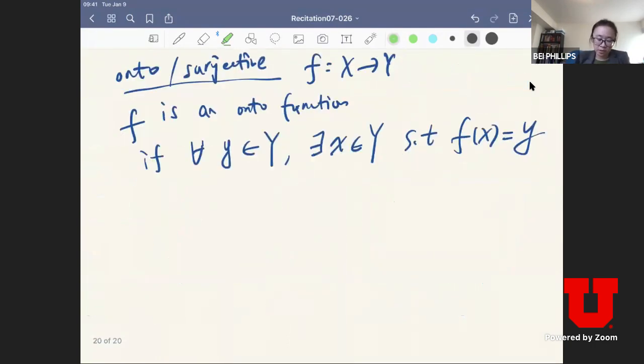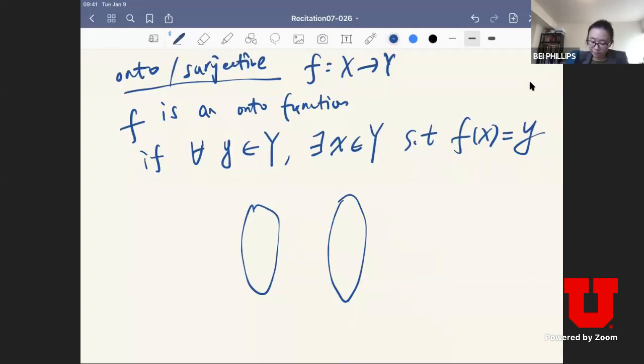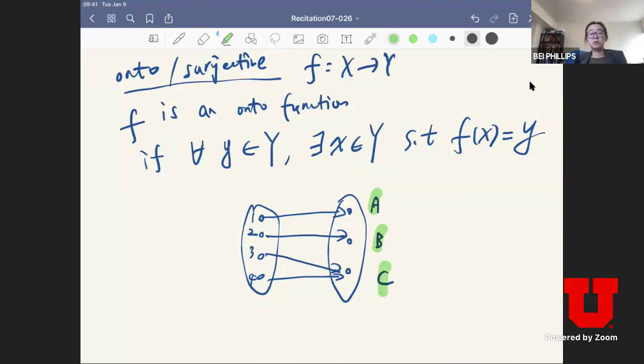So what is an onto function if I were going to draw a picture of it? If I have, for example, A, B, and C, for every single element in the codomain, there's some element in the domain that maps to it. Another way of thinking about it, if I'm thinking about this arrow diagram, there's always an arrow that points to an element in my codomain. So you don't have a scenario like this.